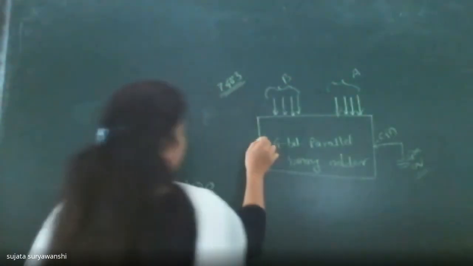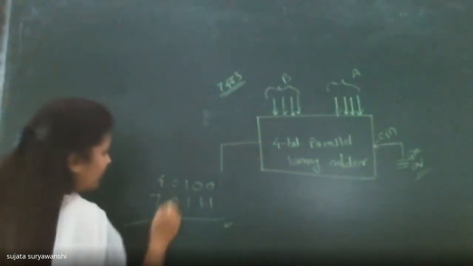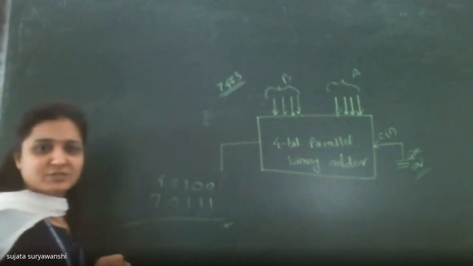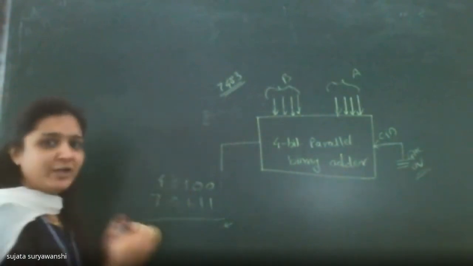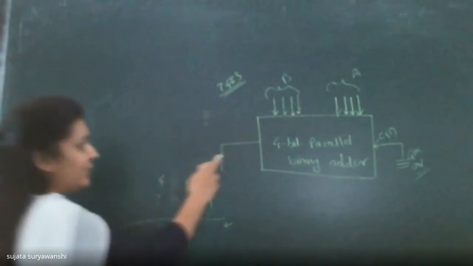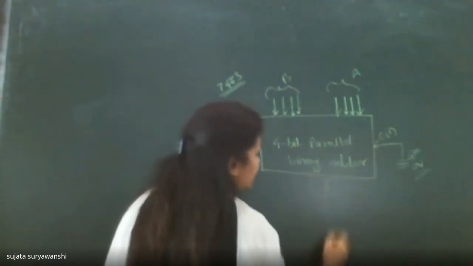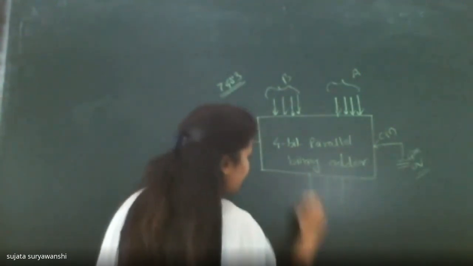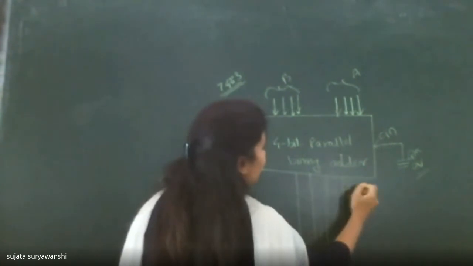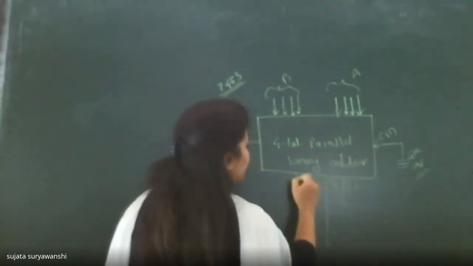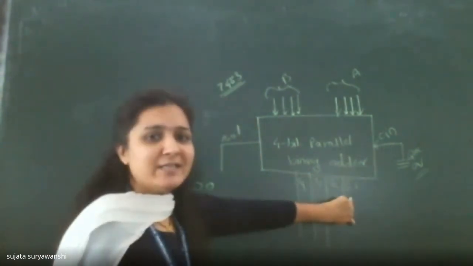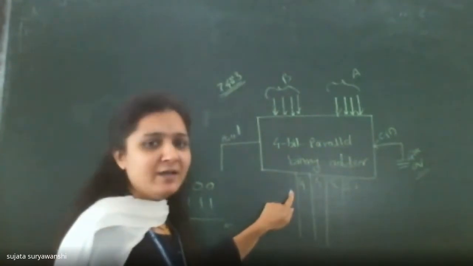After that, C out is generated. Means what? After adding the MSB bit, whatever carry is generated will be given from this pin. Okay. So here C out is there, and the outputs are the sum bits, that is S0, S1, S2, S3 and S4. So S1 is the LSB bit and S4 is the MSB bit.